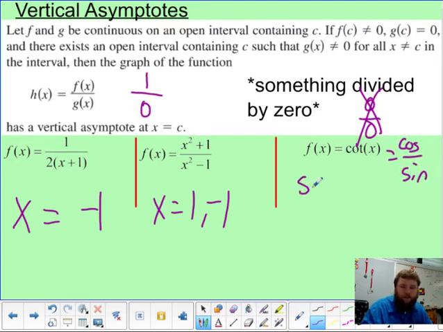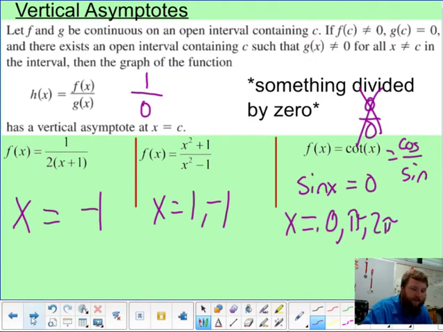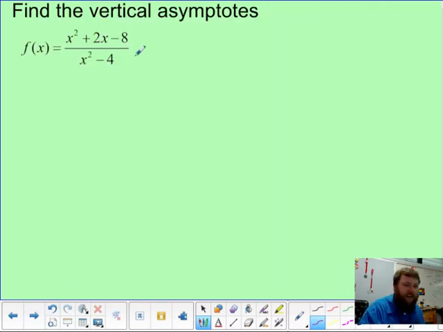So basically when sine of x equals 0, when you're dividing by 0, that's your asymptotes. And that's going to happen when x equals, sine is your y values, when it equals 0, pi, and 2 pi, and so on. So every pi value. So let's find the vertical asymptotes here. So what values would make this 0?